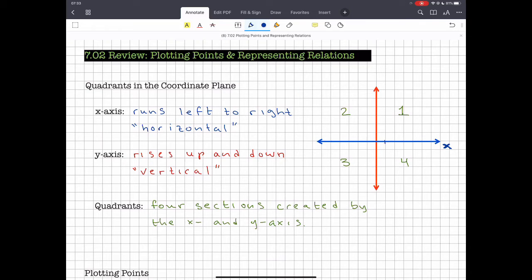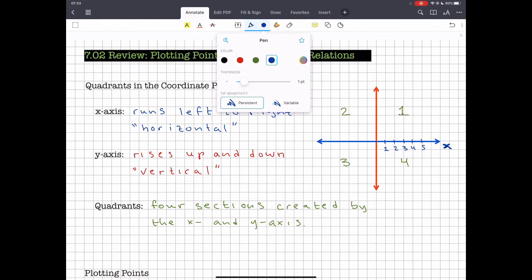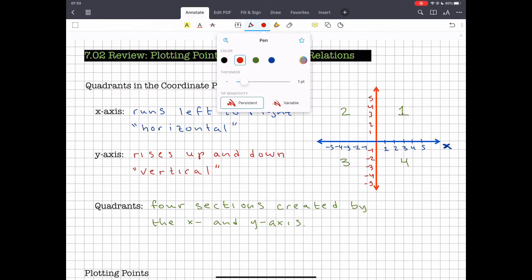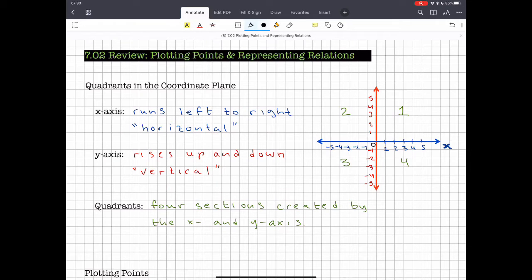Now we know here that these are positive numbers on the x-axis, so 1, 2, 3, 4, 5. Positive numbers on the y-axis go upwards. Negative numbers on the x-axis go to the left, and negative numbers on the y-axis go down. And in the middle, we have the origin. That's where the lines meet.